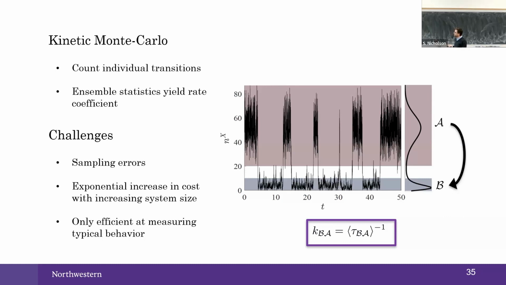The other problem is that this really only measures what is in the bulk of the distribution. If I have a rare event I care about, I need to simulate and wait for that rare event to occur. If it's exponentially rare, then I have to simulate for an exponential amount of time. So we would like to get around these two problems.